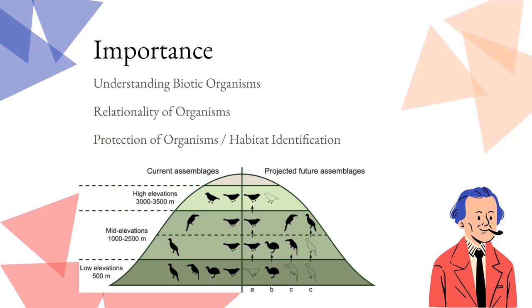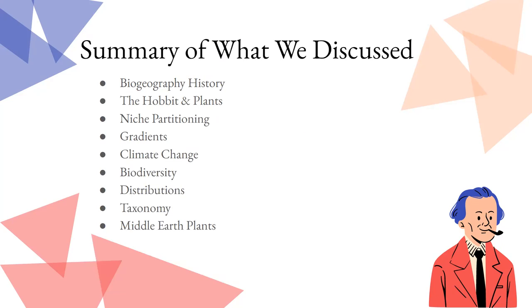Exactly. Sweet. Okay. So I want to go over, that was a lot, right? But a summary of what we discussed. So we went over the history of biogeography, the Hobbit, and the plants specifically in that book, niche partitioning, elevational gradients, right? Climate change and its effect on distributions, the rich biodiversity within Middle Earth thus far within just one book, the distributions of those plants and how it changes as Bilbo travels throughout the world that Tolkien's building, the taxonomy of the different species within very specifically the clover genus, and then just overall, the Middle Earth plants that he's constructing. This could be muddied up a lot when we go into the Ents, because those don't fit very neatly and nicely in our phylogenetic tree, because we don't have Ents, period.